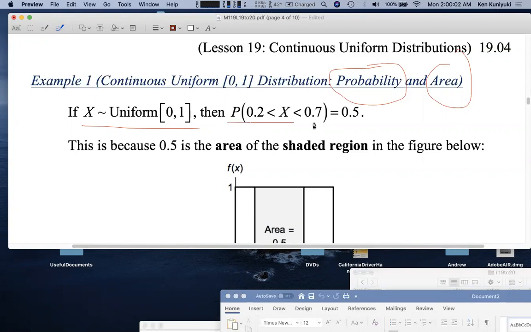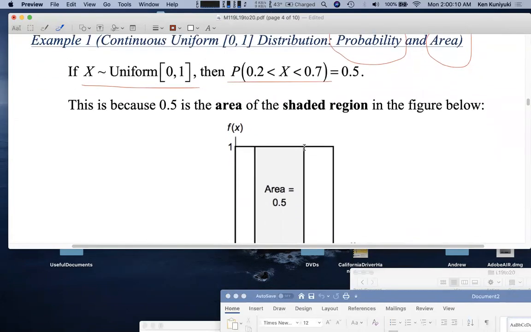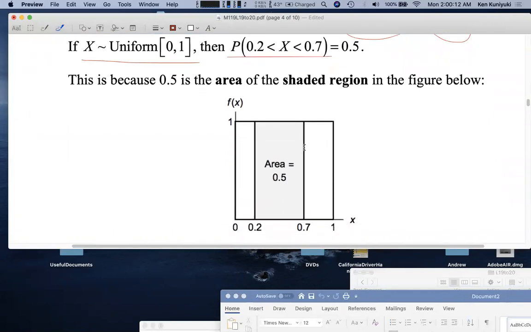Then let's find the probability that X can be some value between 0.2 and 0.7. It turns out to be 0.5. Now, why is that? Well, we look at the corresponding area. So from 0.2 to 0.7, what is the width? Well, 0.7 minus 0.2 is 0.5.